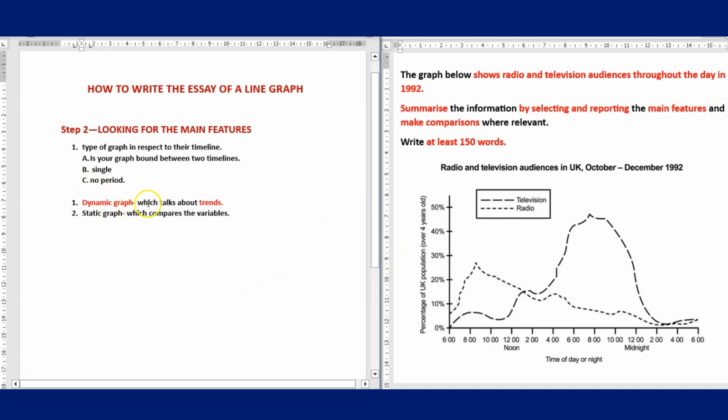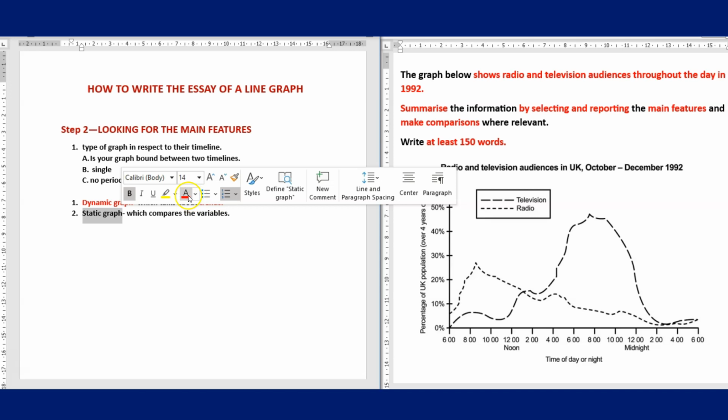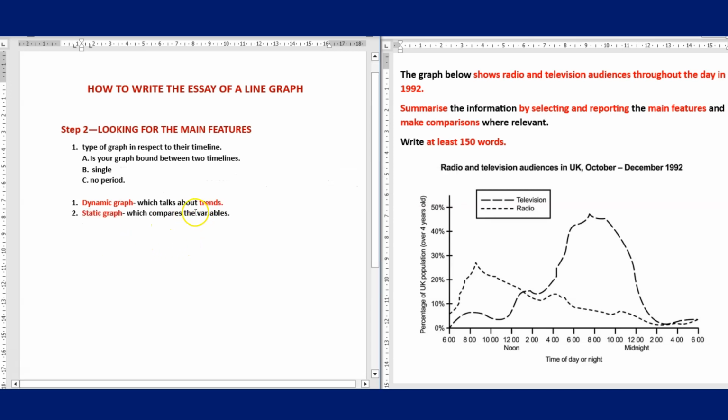With a dynamic graph, you'll be talking about trends and comparing the trends, summarizing everything, and selecting and reporting on them. A static graph has just one period, and there you just have to compare the variables, because you don't have any decrease or increase changes in trend. It's just within a particular period, maybe on Monday or just in 1992. So you don't have it increasing or decreasing.